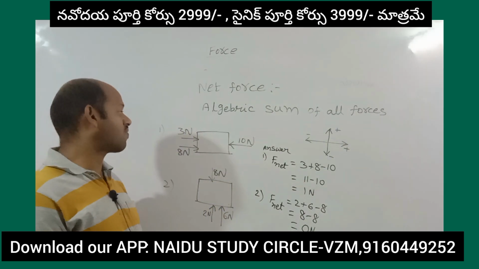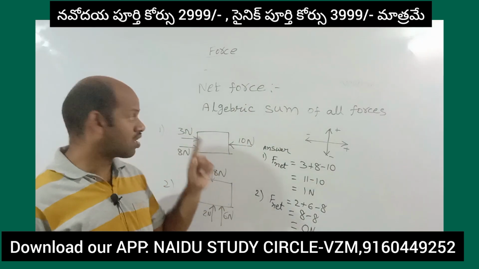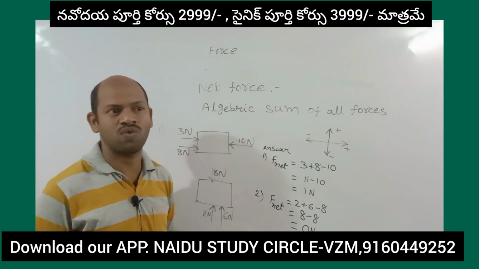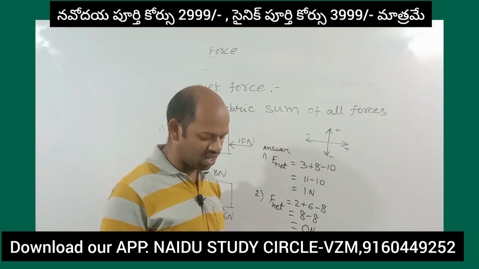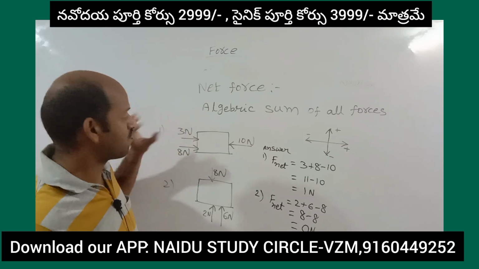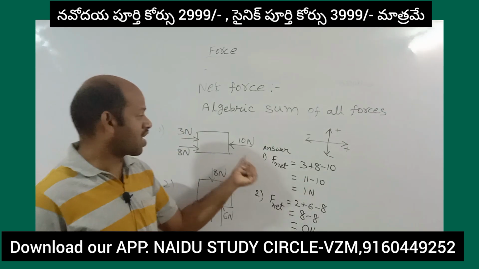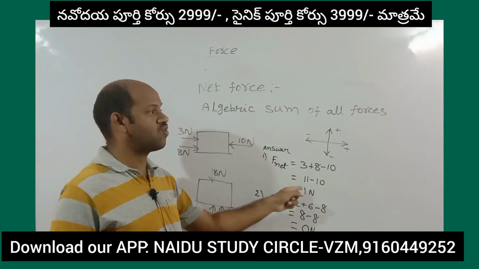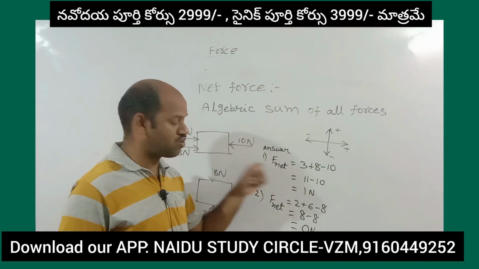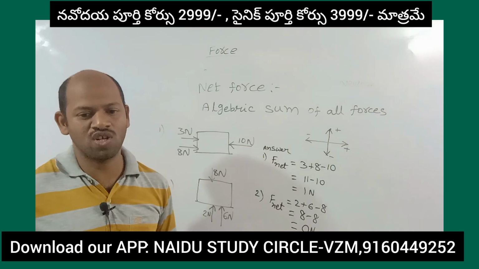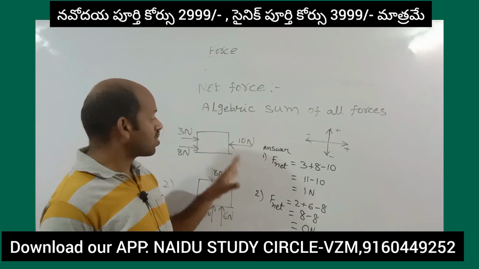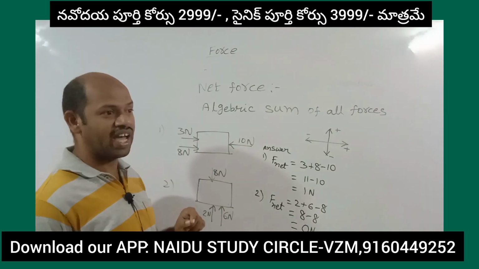So we can calculate the net force by using the sign conventions. Compulsorily remember: right side positive, left side negative, upward positive, downward negative. Next, in our examinations, they will give the question like this: calculate the net force acting on an object. In the options, they will mention 1 newton force towards east, 1 newton force towards west, 1 newton force upward, 1 newton force downward. Like that. So we calculate the net force and also observe the direction.